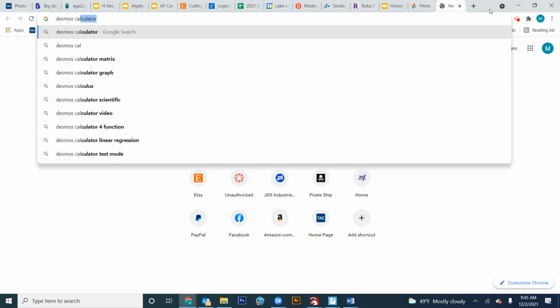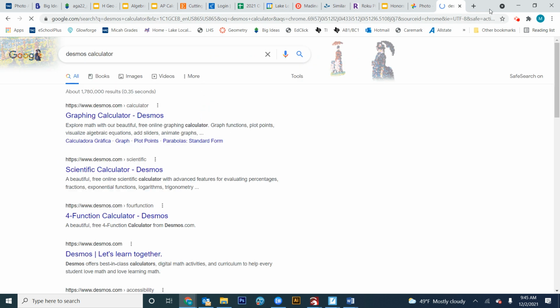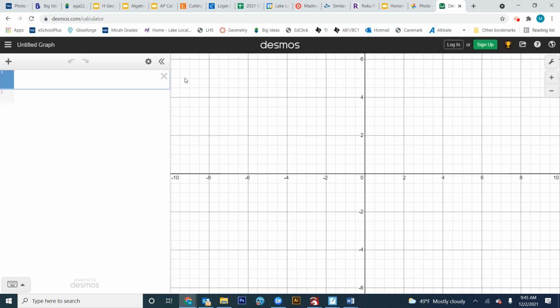Hey guys, go to your online. All you do is type in Desmos calculator and hit graphing. It's beautiful. Desmos.com/calculator. I remember this. Desmos.com.